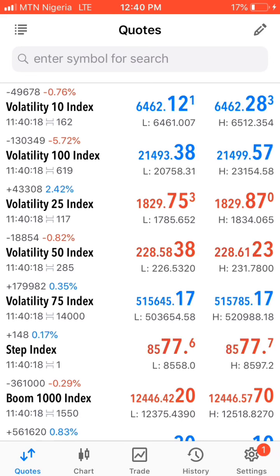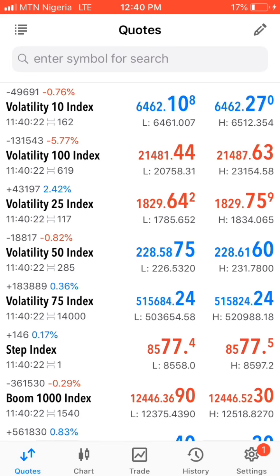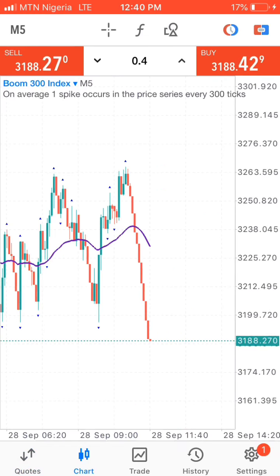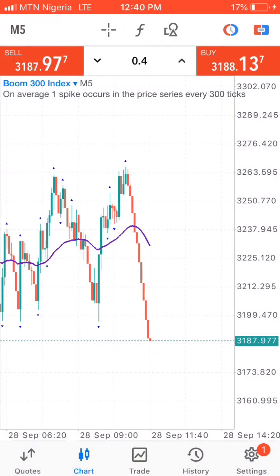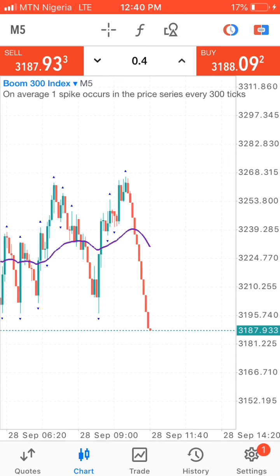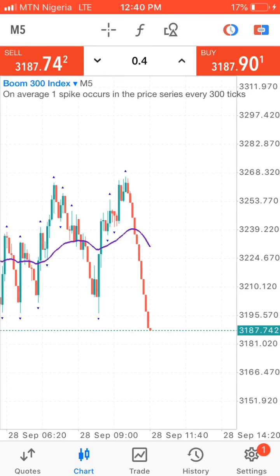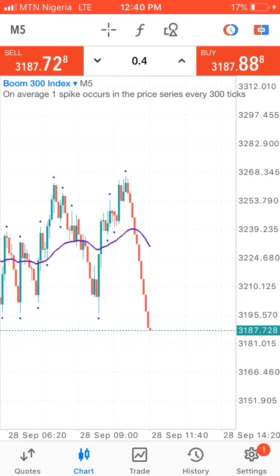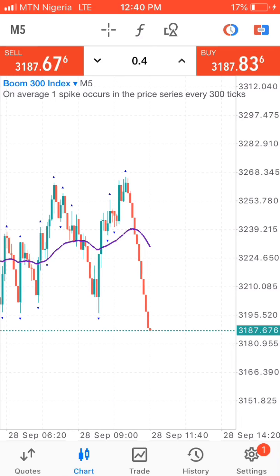So I promised to give you guys a video on how to catch spikes, and here we are. Of course, I'm going to be using the Boom 300, and the indicators I'm using are just two: fractals and moving average. It's very simple. As you can see, the fractals on my 5 minutes time frame are already showing up, and the moving average is also there, but we are going to be more focused on the fractal.